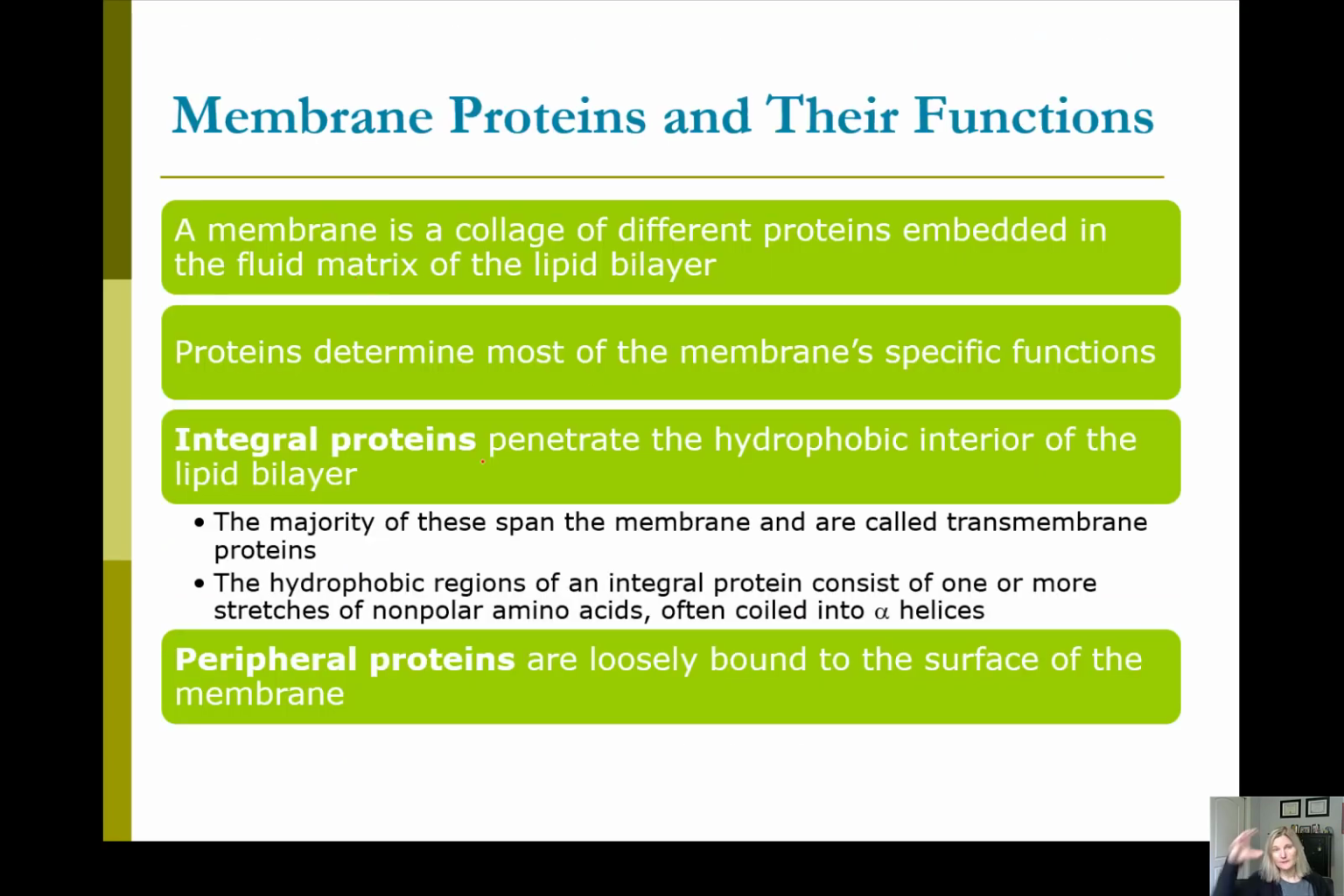So integral proteins, the in-between, penetrate the hydrophobic interior, those tails of the lipid bilayer. So they're going to be involved with that transmembrane process where they allow certain things to enter the cell. They can act like an open channel, so they can allow certain things to enter the cell. The peripheral proteins are loosely bound on the surface, so their job is more like a signaling protein.